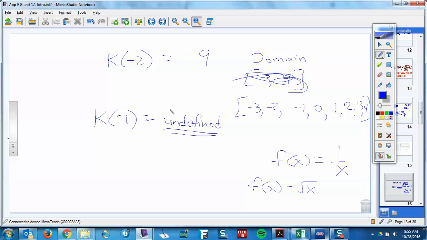So it's the same thing we've always said with undefined, but we kind of get it in our heads that it's just dividing by 0 is undefined or square root of a negative is undefined, but that's what undefined means. So if I ask you for k of 7, you say, oh, for that function, it's undefined. Okay, there's not a value.